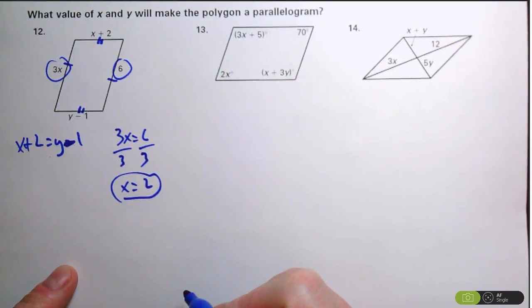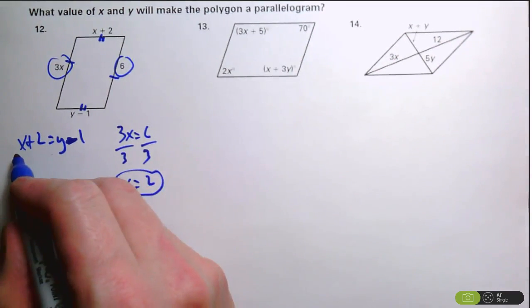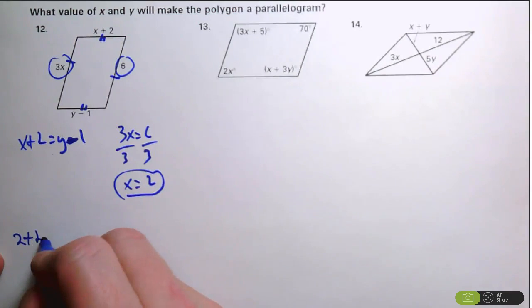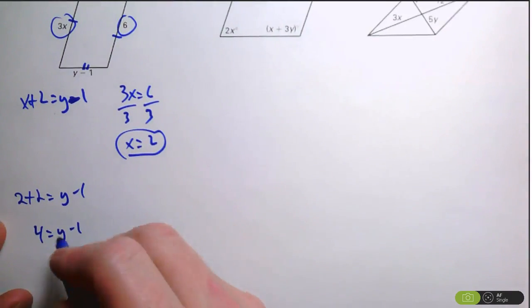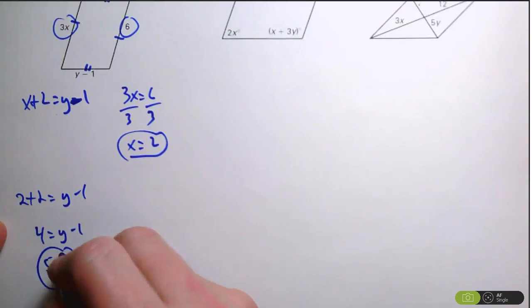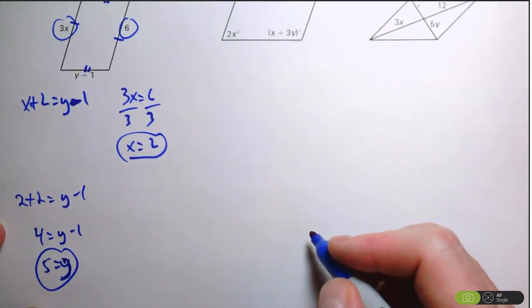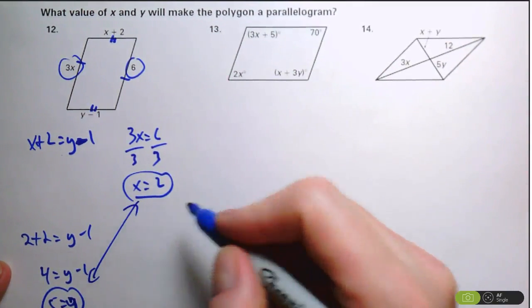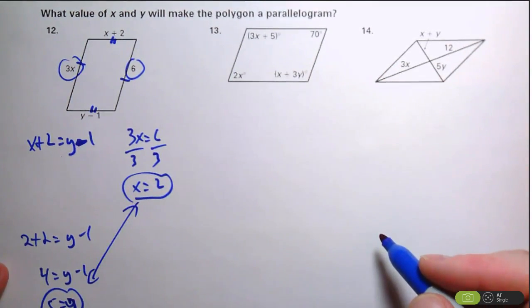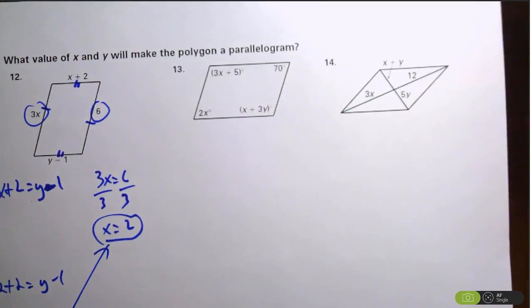Okay, x is 2. And then if x is 2, now I can plug 2 in for x. 2 plus 2 equals y minus 1. 4 equals y minus 1. Add 1. 5 is equal to y. So I have to solve for x first there. All right, now number 13.